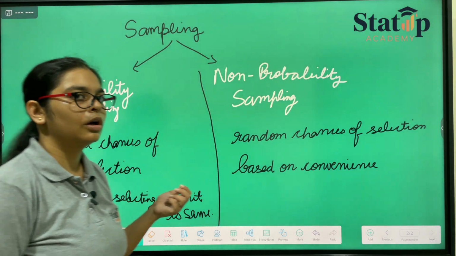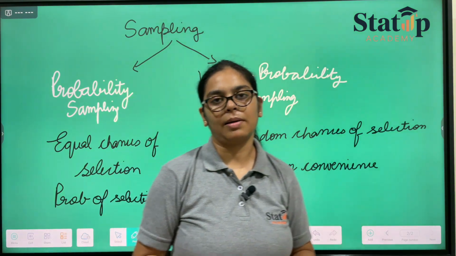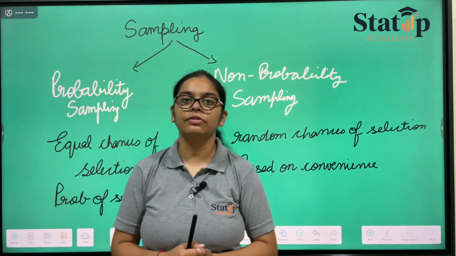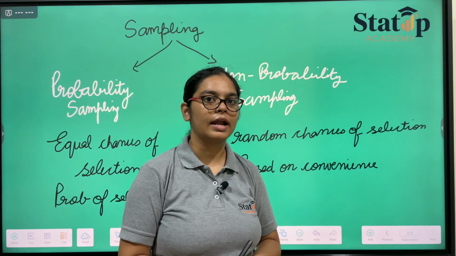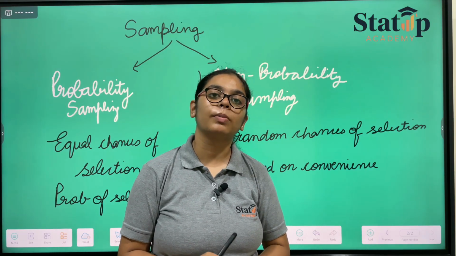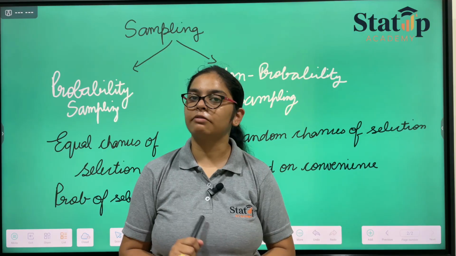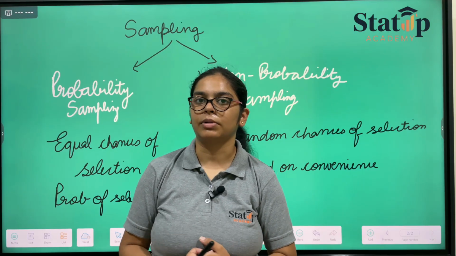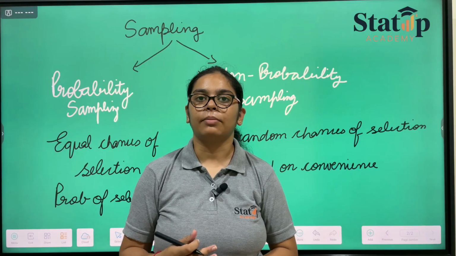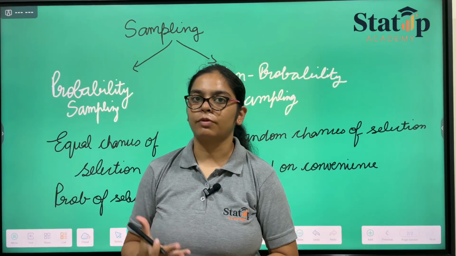Let us take the example of probability sampling first. Suppose we have a coin, we will toss it. The two outcomes are head and tail. Head and tail have equal probability of selection, 1 by 2 and 1 by 2, or we can say 0.5 and 0.5. This is probability sampling, where we are examining our result on the basis of probability.